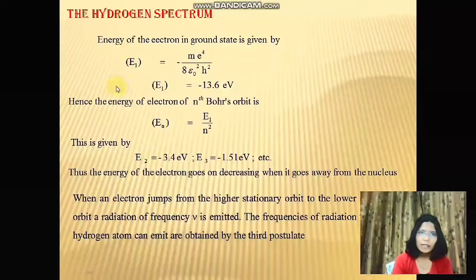E1 is equal to minus me^4 upon 8 epsilon 0 square h square. After substituting the values of all these quantities, we'll get the value of E1 as minus 13.6 electron volt. Hence, the energy of the electron in the nth orbit is given as En is equal to E1 upon n square. From this we can write the values of E2 as minus 3.4 electron volt and E3 is equal to minus 1.51 electron volt and so on. Thus, the energy of the electron goes on decreasing when it goes away from the nucleus.